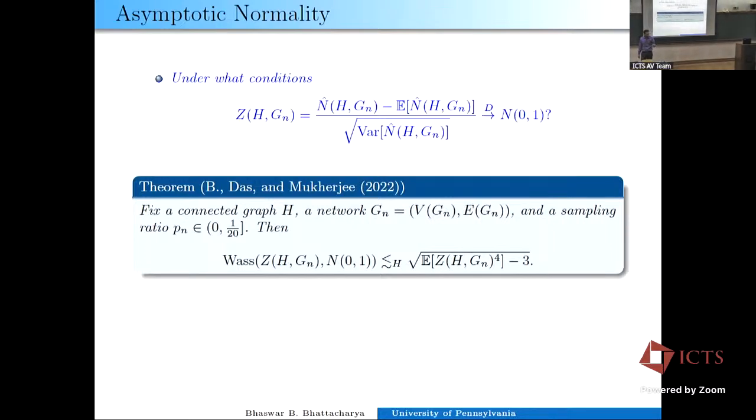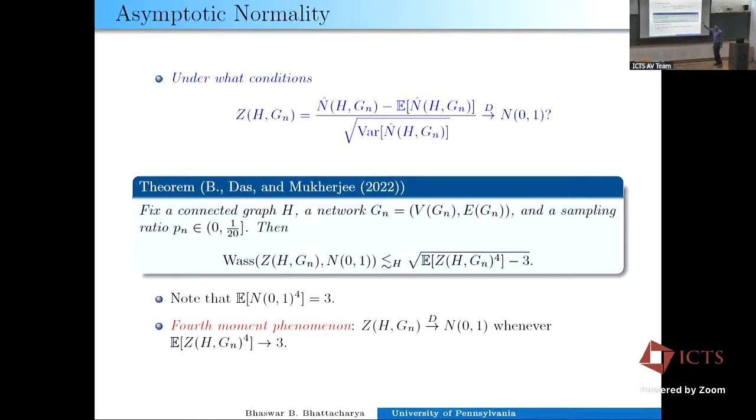Right, so the standard normal has 0 mean, variance 1, third moment 0, and fourth moment 3. So what this is saying is that this quantity will converge to normal whenever the fourth moment converges to 3. We need no other assumption because Z already has mean 0 and variance 1 by construction. So all I need is the fourth moment to go to 3. That's all I need, okay? What we have is what is called a fourth moment phenomenon: the statistic will converge to a standard normal whenever the fourth moment converges to 3. Okay, any questions? Yes, please.